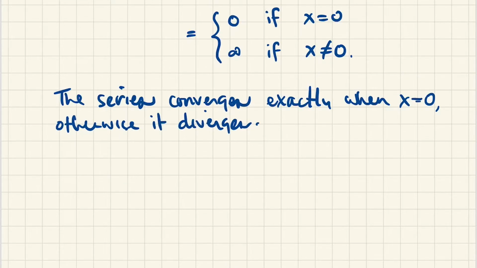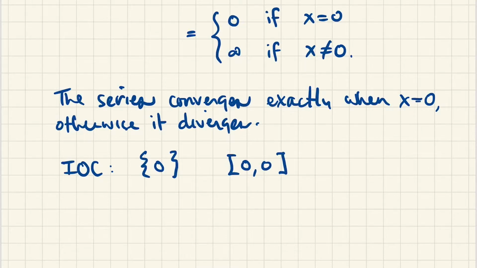So we conclude that the IOC is just the interval starting and ending at 0. So we usually just write it as a singleton set using set notation, but it's not wrong to say the interval starting at 0 and ending at 0, which of course you have to include 0, so put brackets there. It's not wrong to write that, but it's a little weird. And the radius of convergence is 0.